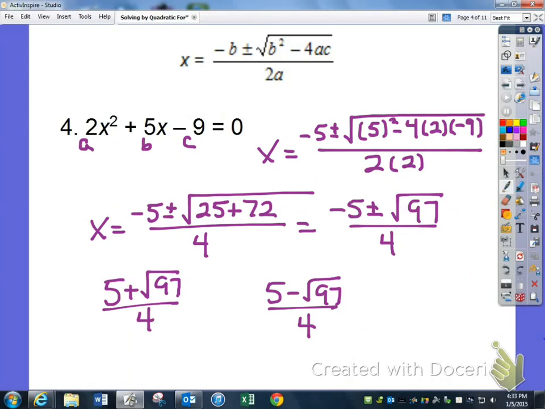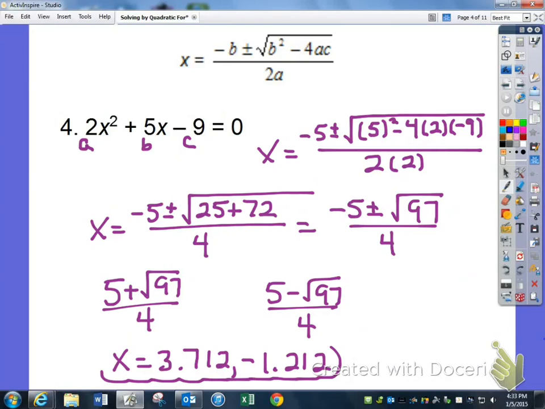And I get 3.712. So one of my answers is 3.712. And then I'm going to do negative 5 minus the square root of 97, hit enter, then divide by 4. And I get negative 0.212, negative 1.212. And those are my two solutions for this equation. All right, let's look at the next one.